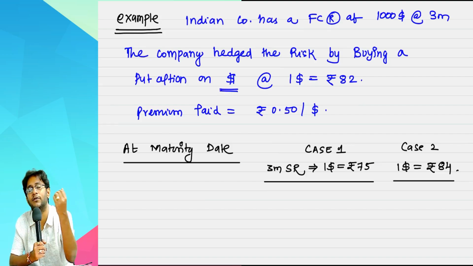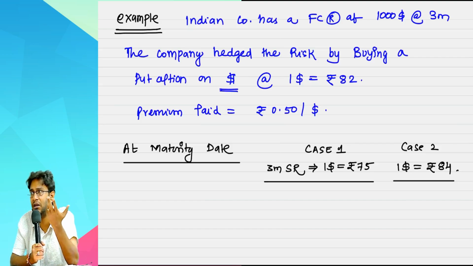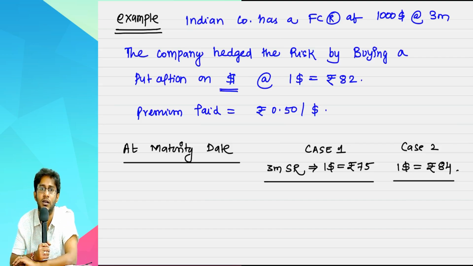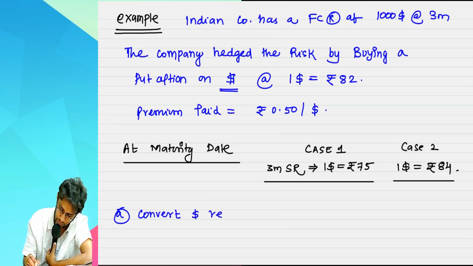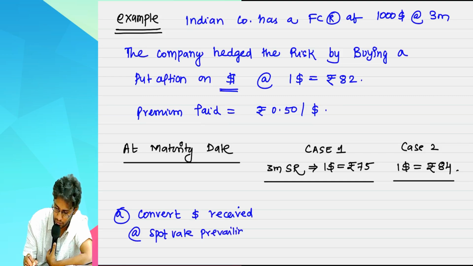So when the customer gives you $1,000, what do you have to do? Simply go to the bank and convert into rupees using that day's prevailing spot rate. So write that only, first point: convert dollar received at spot rate prevailing at 3 months time.